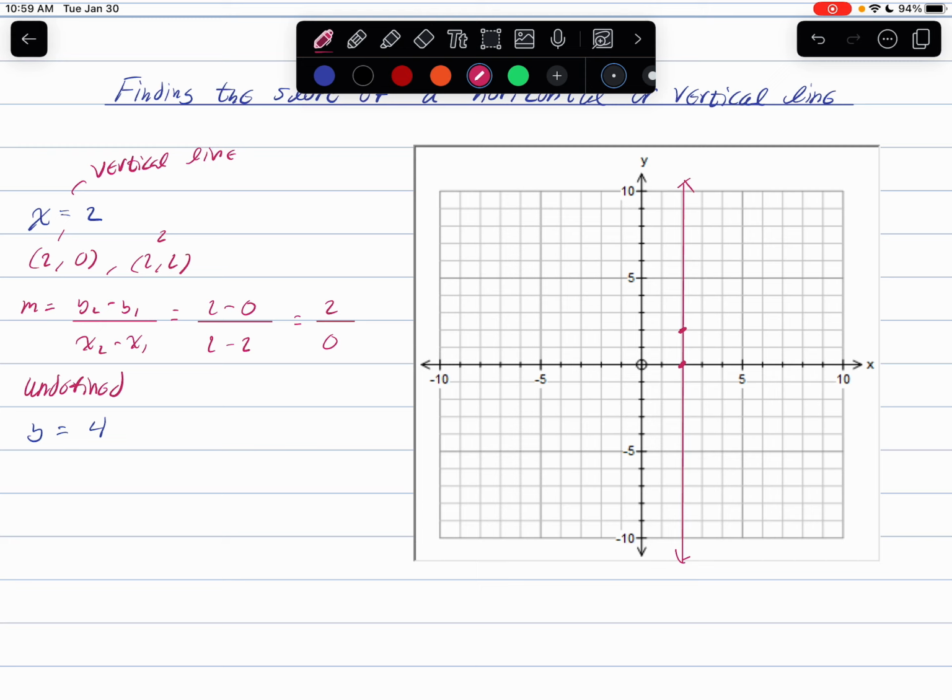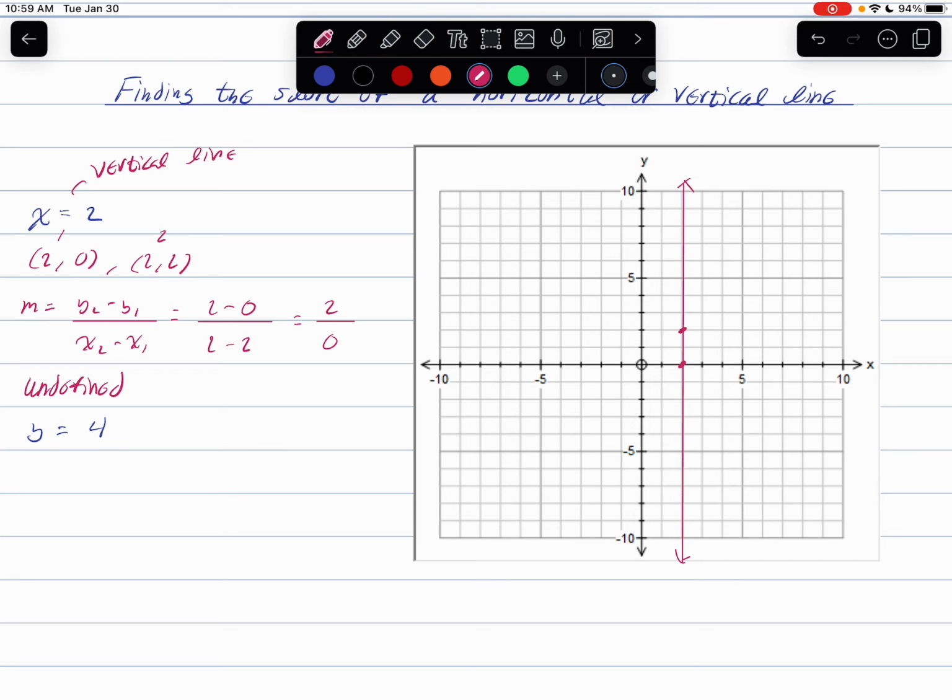Okay? And the reason we do this is because the slope is a measure of how steep a line is. So if we have a line that's going straight up and down, I suppose you could kind of think of that as being an infinitely steep line. But because it's an infinitely steep line, we just say that the slope is undefined. We're not able to define the slope of a vertical line. It doesn't make sense to describe how steep a perfectly vertical line is.